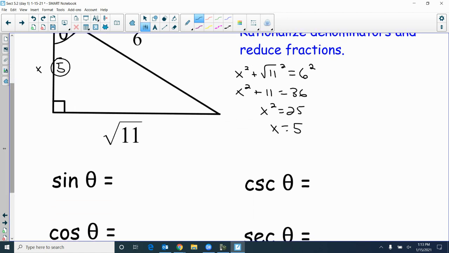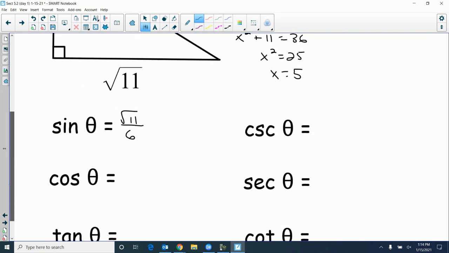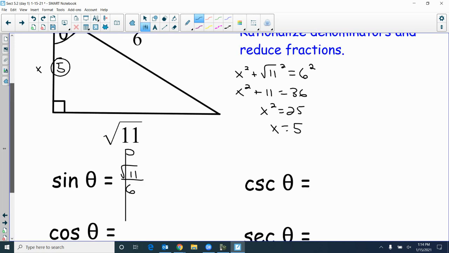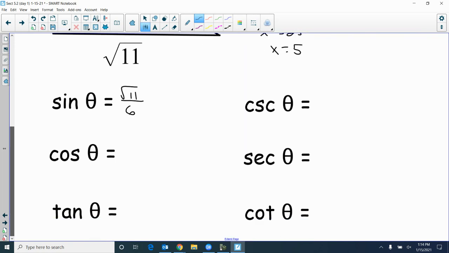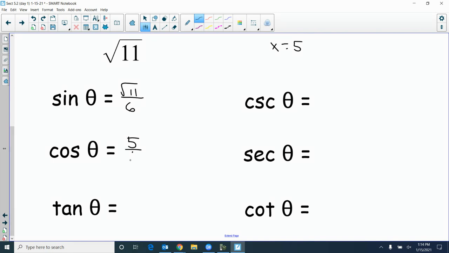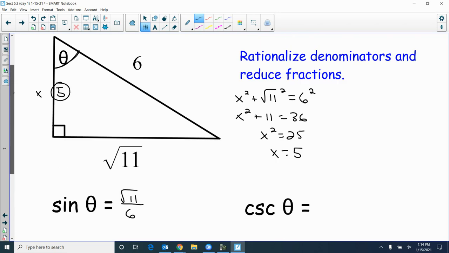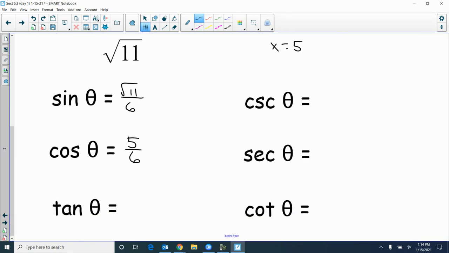All right, so sine of theta is opposite over hypotenuse, so it's going to be square root of 11 over 6. Cosine of theta, adjacent over hypotenuse, that's going to be 5 over 6. And tangent of theta, opposite over adjacent, opposite of square root of 11 over 5.